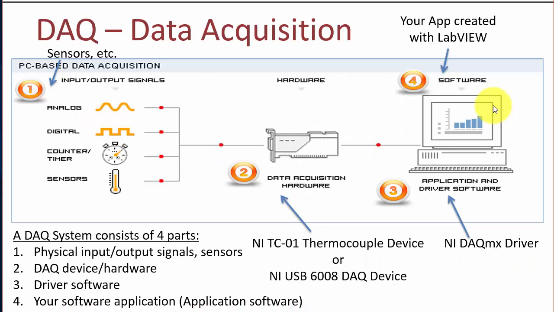Here we see an overview of how DAQ works. First, number one, we have the signals from the real world. It could be analog signals from different kinds of sensors, and these values need to go through a DAQ device. In this case, we will use this TC01 DAQ device. Next, we need this driver, in our case, the DAQmx driver. And four, we need to create a program that can get data from the sensor.